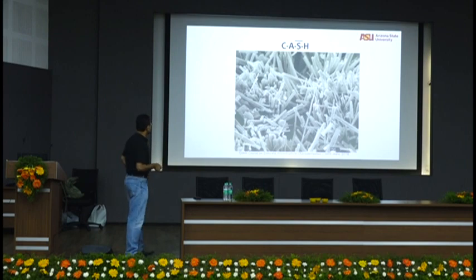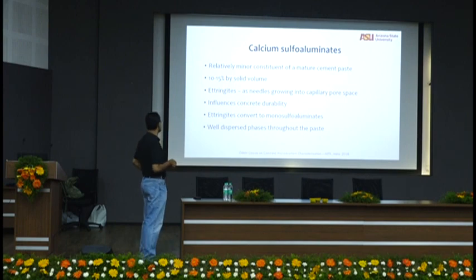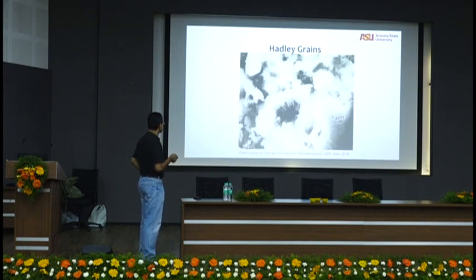This is ettringite, calcium aluminosilicate hydrate. Again, you can see here all elongated grains. Calcium sulfoaluminate, a minor constituent by volume, 10 to 15%, ettringite, well dispersed throughout the paste.